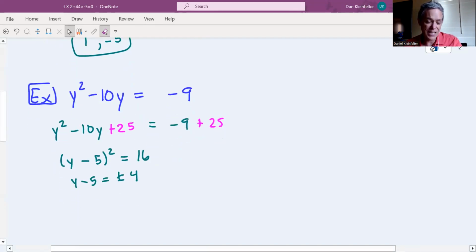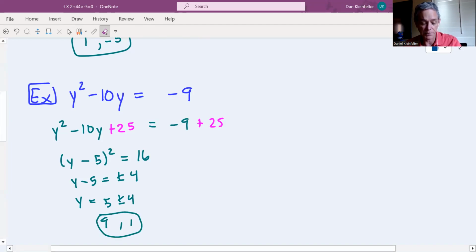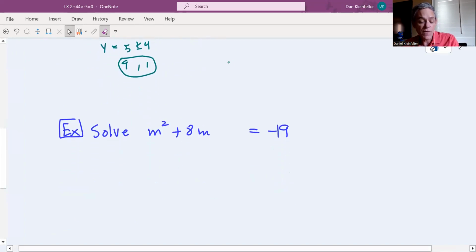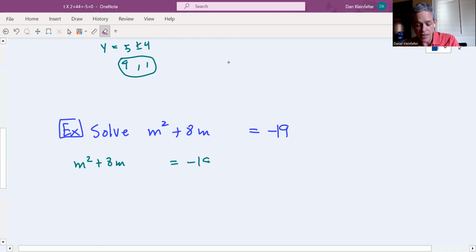So that did it again. We've got rational zeros again. So we would have factored, or would have been able to factor. Tried. 5 plus 4 is 9. 5 minus 4 is 1. So our two solutions are 9 and 1. Okay, let's try this again. We've got m squared plus 8m, and that's equal to negative 19.